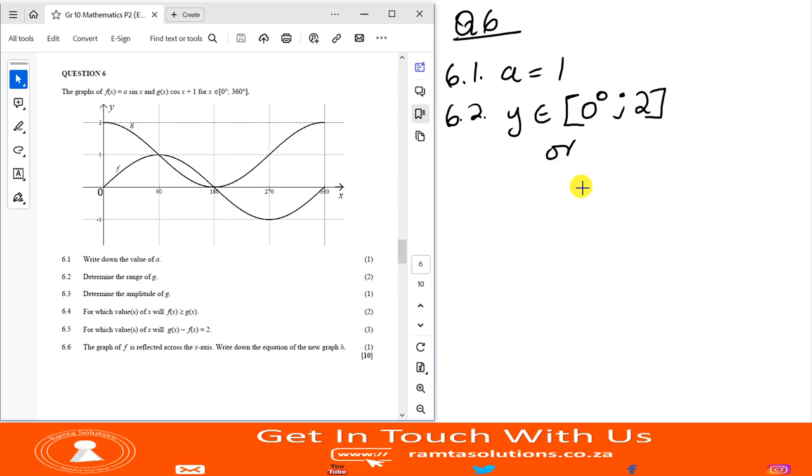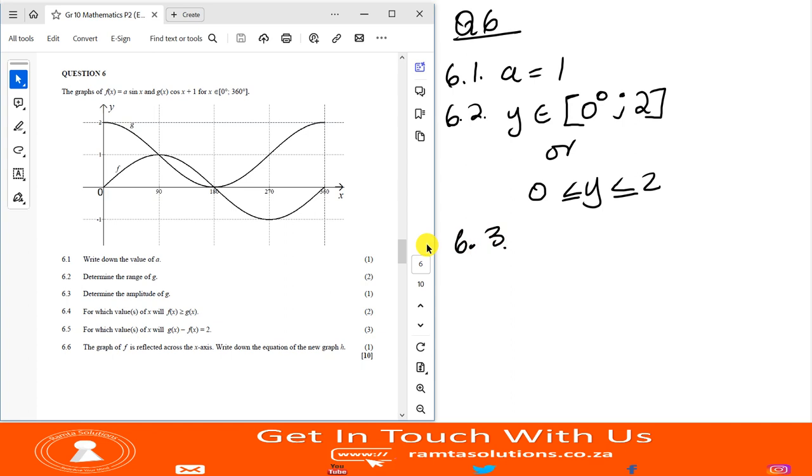If you like, you can say y is greater or equal to 0, but less or equal to 2. You can write it either this way or this way, whichever you like. Okay, perfect.